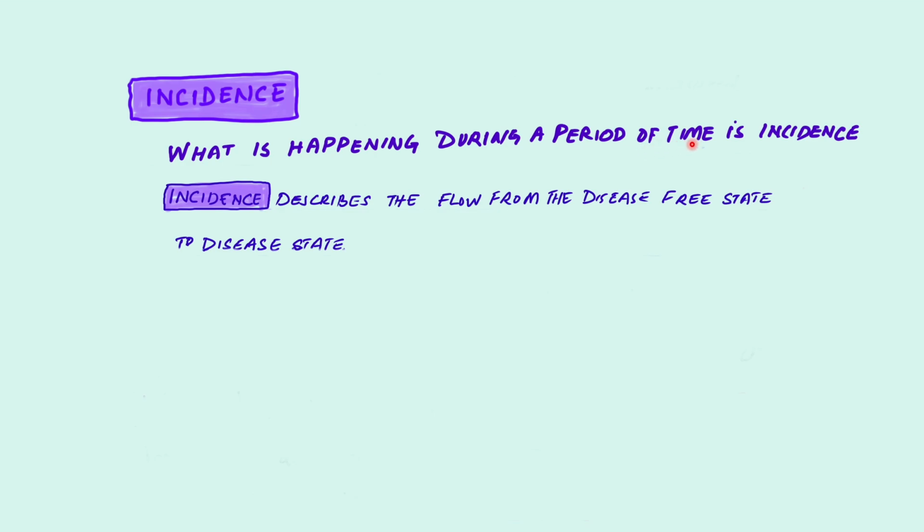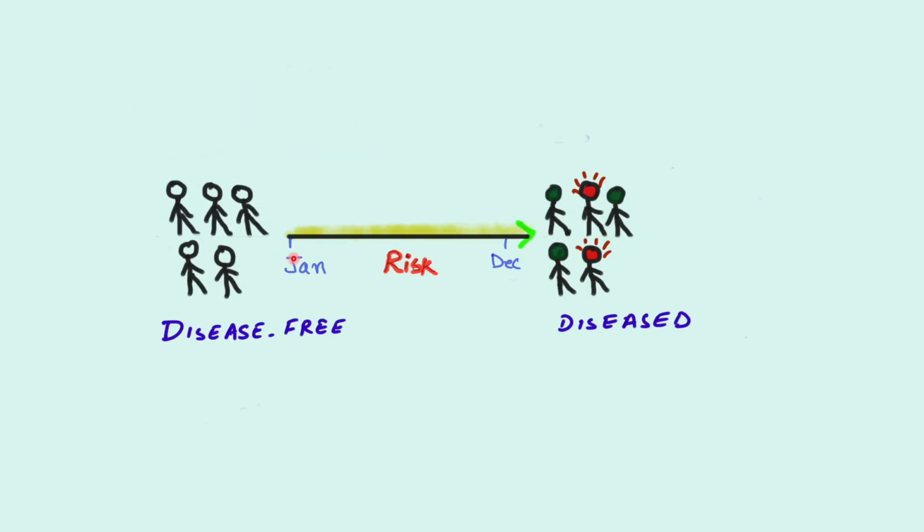It describes the transition from a disease-free state to a diseased state. In other words, incidence measures the occurrence of new cases among healthy individuals. To calculate incidence, we always begin with a population of healthy people and observe them over a specified period of time to see how many individuals develop the disease.